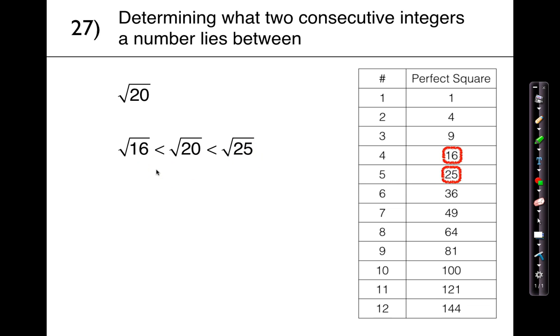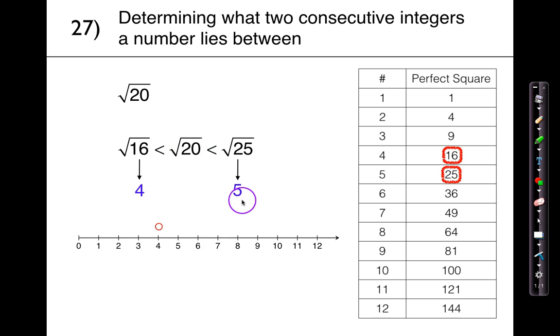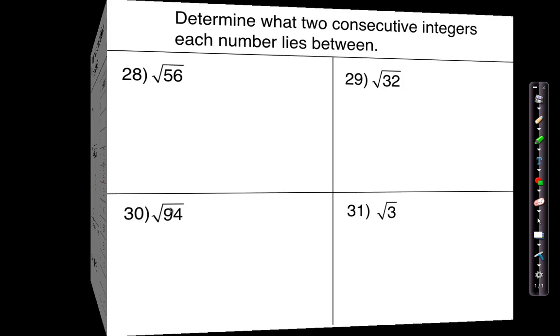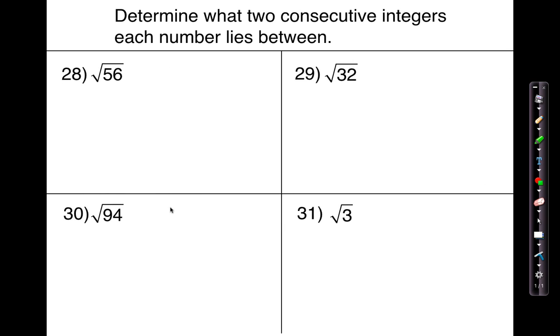Now what I'm going to do is simplify what I do know. The square root of 16 is 4, and the square root of 25 is 5. So right now I know the square root of 20 lies between 4 and 5. So the answer is going to be somewhere between these two numbers. So I'm going to say it lies between 4 and 5. Okay, so at this point, go ahead and pause the video and try numbers 28 to 31.